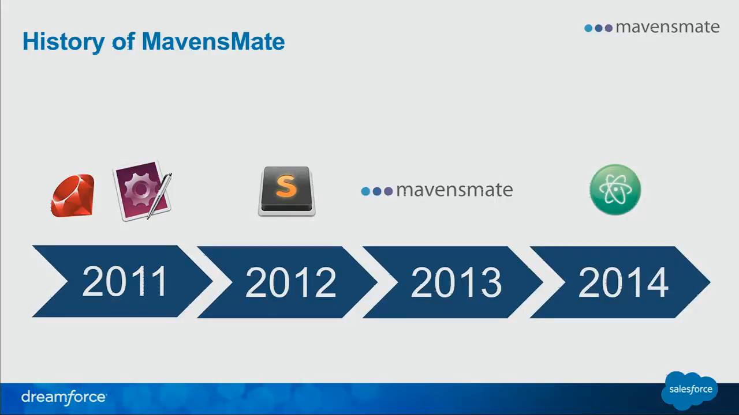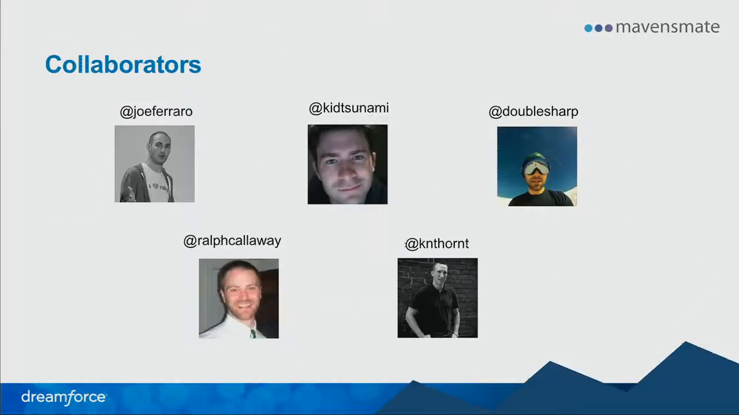And so 2014 came around, and we saw the emergence of Atom. And we're really excited about Atom. We're going to talk to you a little bit about Atom. But it just opened up the possibilities for the types of things we can do with MavensMate, and making the developer experience even better. But before I go on, I just want to give a shout out to some collaborators.